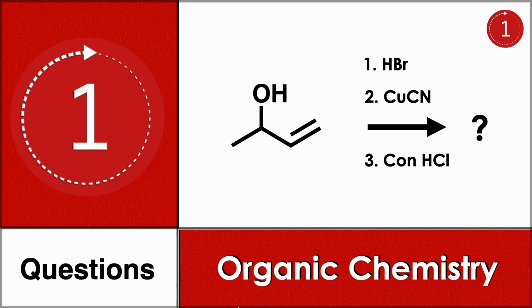Daily one question for you. Here you have a linear compound, which is an alcohol and alkene, reacting with HBr, copper cyanide, and concentrated HCl. You should find what will be the final product.